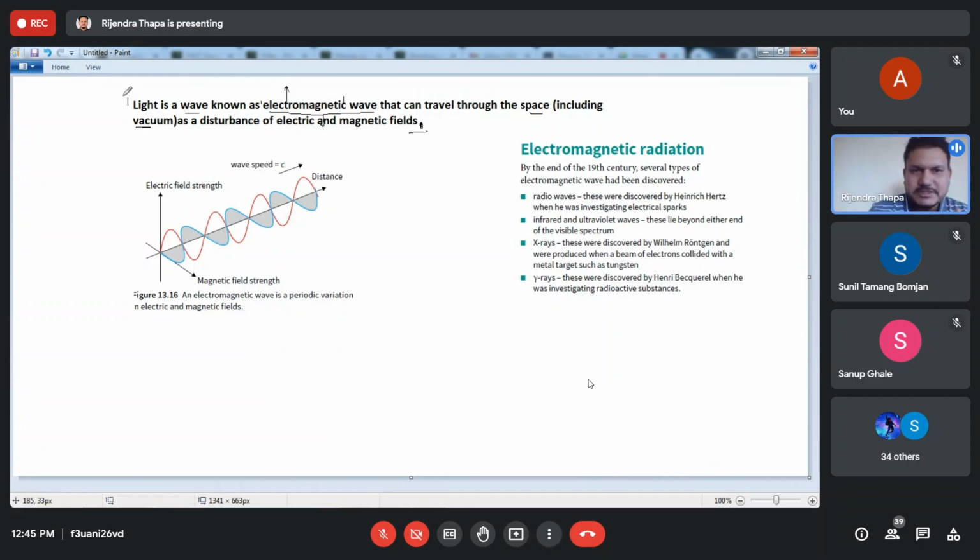So after understanding the definition, please listen properly. If you find any confusion, you can ask me. Everything is summarized, and it covers a lot of the portion of physics.